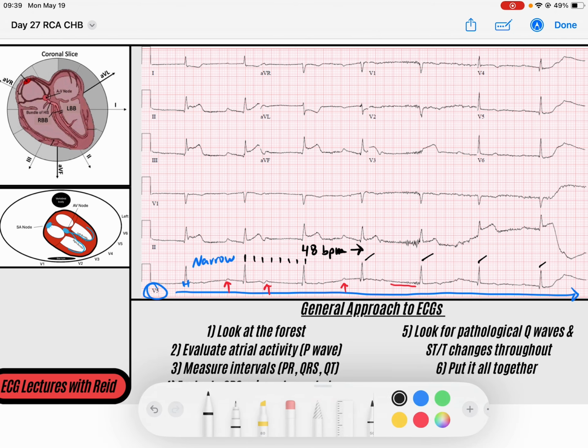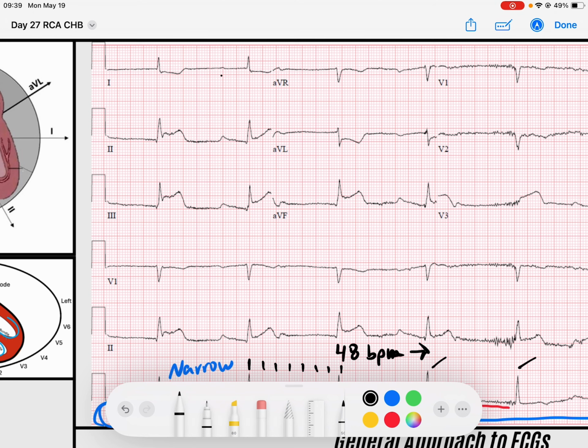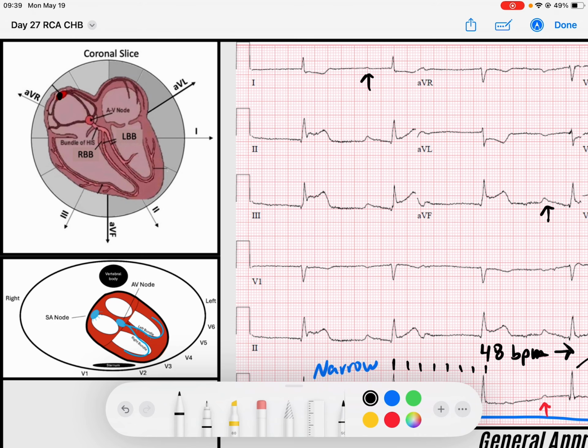I look to evaluate those atrial P waves, and I do notice that the P waves are upright in lead 1, and they're upright in lead AVF, and remember that tells us that these are coming from the sinus node. Remember the sinus node sits high in the right atrium, and so whenever the sinus node fires off, it goes down to the left, producing P waves that are upright in leads 1 and AVF. So I do have sinus P waves marching through the rhythm.